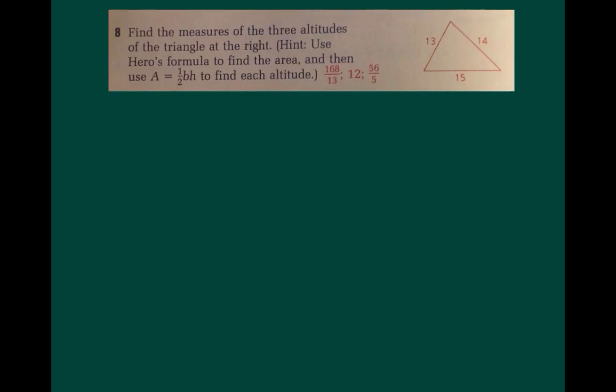I know that with Hero's formula, I'm going to need to find the semi-perimeter S. And that just equals 13 plus 14 plus 15. I'm sorry, that's the perimeter divided by 2. That will give us the semi-perimeter. I really advise you don't take shortcuts with Hero's formula. It's too easy to make a mistake. So when I calculate the semi-perimeter, I get 21.